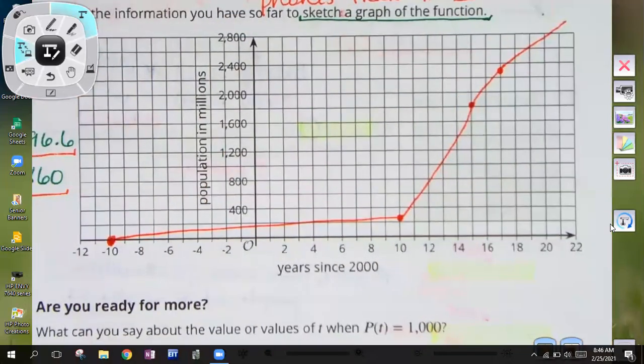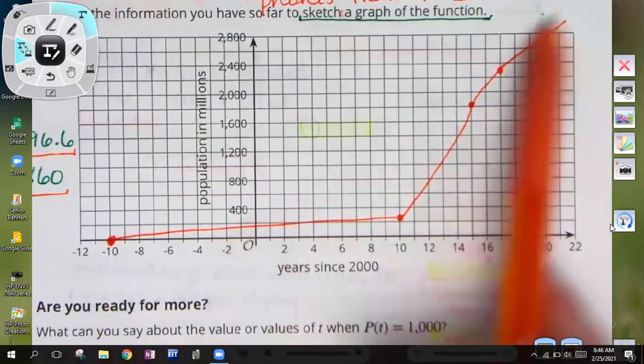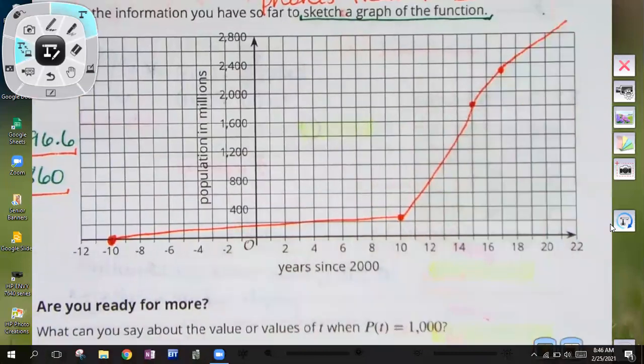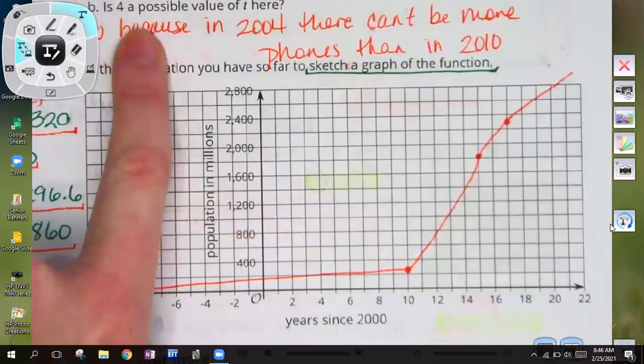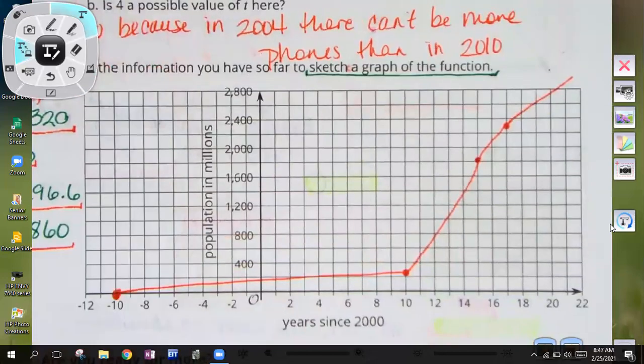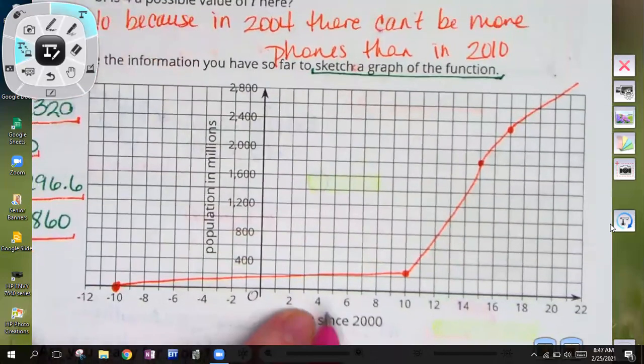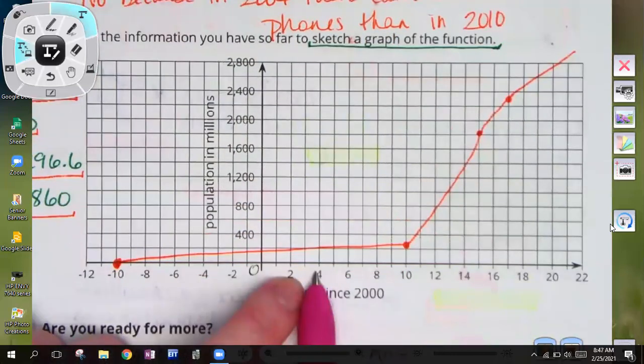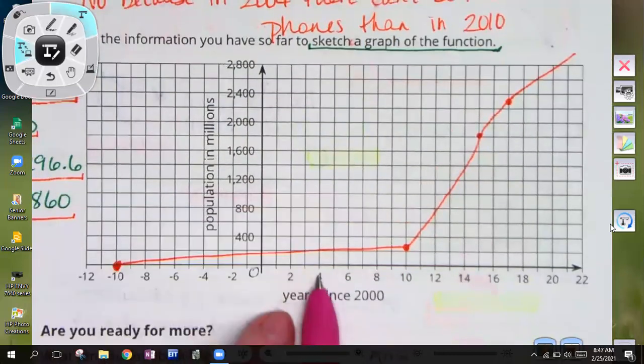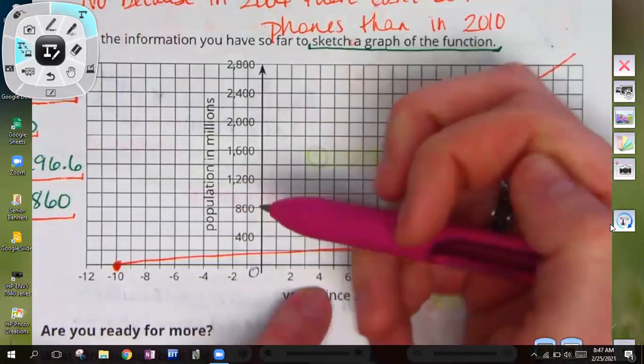Okay, now, because we only had those four inputs and outputs, there could be some discrepancies in between here and there. We don't have every single year, so it's not going to be exactly perfect. But earlier when we were talking about that one with May, and we were looking at 2004, it was saying that in 2004, which is right here, we would have 1,000 million phones.